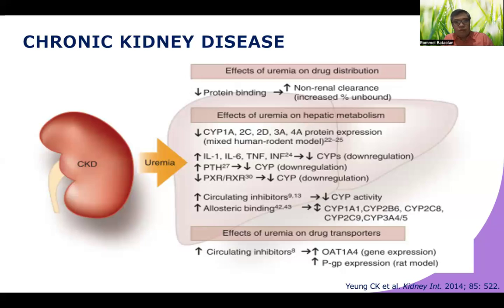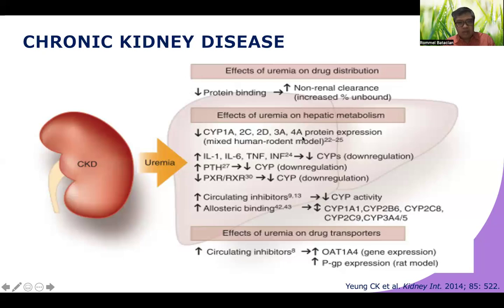So now uremia can have an effect on the pharmacokinetics, as you can see here. So what happens? It decreases the protein binding. Therefore there is an increase in non-renal clearance. So it can make the drug less effective because of increased clearance, particularly if that drug is metabolized by the liver, or not by the kidney. It could definitely have an effect on the liver metabolism.